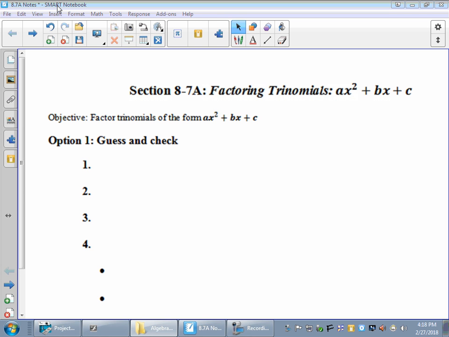So for Section 8.7, what we're going to talk about is factoring those pesky three-termed polynomials, also known as trinomials. There are a couple of different ways that you can do this. We're going to cover two of those options in this video, though there is a third video that covers another option for you as well. That would be Section 8-7B. So if you didn't like either of the ways in this video, that one might have another option that you might actually like.